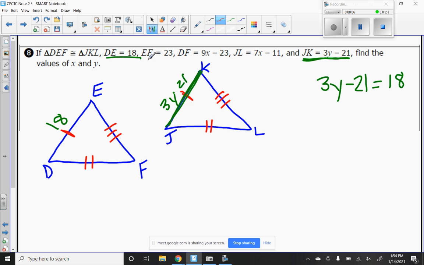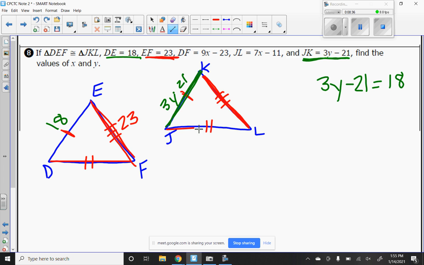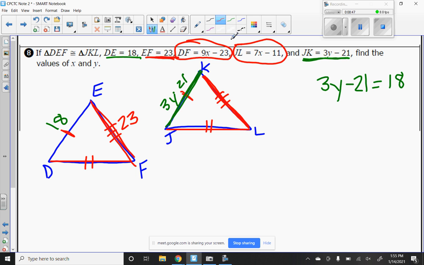Okay, so let's go to EF is 23. And I know that is equal to KL because of the way I drew it. So do I have a KL? I do not have a KL. So I'm looking up in this top section, I don't have a KL. So it looks like the only option I now have is to consider DF and JL. Because DF, they give us DF and they give us JL, and that's our equation.